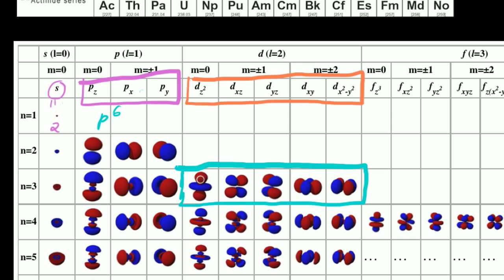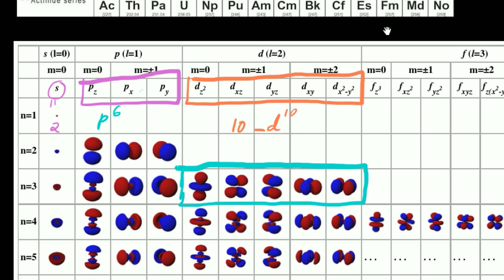Our d orbitals have all these crazy shapes. The important thing to realize is that we have 5 of them. And remember, each orbital holds 2 electrons. So how many electrons does it take to completely fill up our d orbital? Well, it takes 10, right? So if we had a full d orbital, our entry would be d10. It would be some period d10, okay?